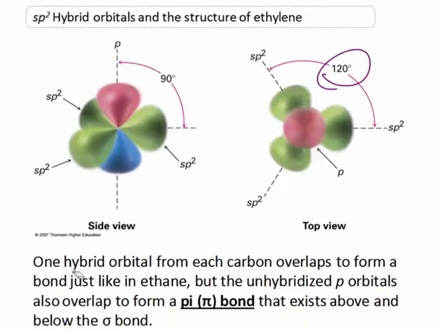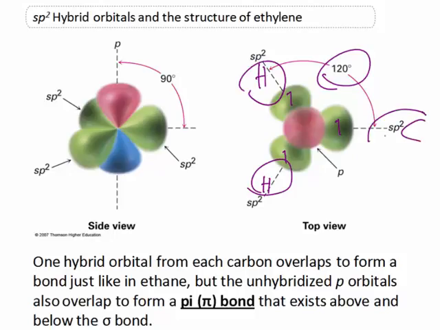So 1 hybrid orbital from each will overlap to form a bond, just like in ethane. If I have an electron in each of these hybrid orbitals overlapping with, for instance, a hydrogen, for 2 of those and carbon. Let's draw that a little better. Overlap here with the carbon.